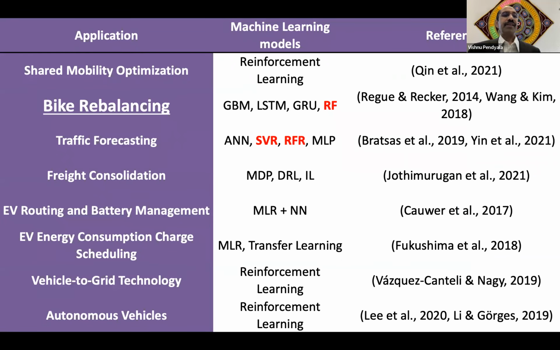And there are a bunch of other applications where machine learning plays a big role. We all know how Uber and Lyft use machine learning pretty substantially for shared mobility optimization. And the other popular area of transportation where machine learning can help is bike rebalancing. We walked through San Jose downtown, and we find bicycles parked at one location more than others, right? Some other locations are almost empty.